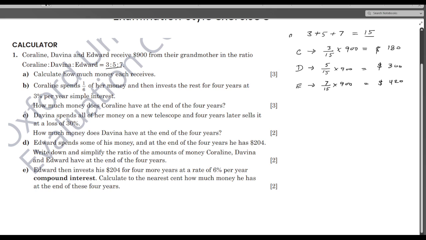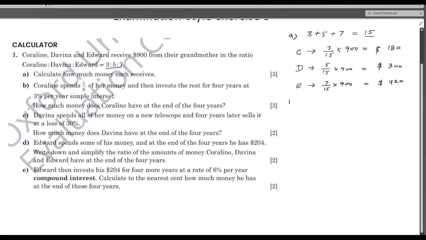This is your part A. B part is Coraline spent 1/6 of her money and then invest the rest for 4 years at 3% per year simple interest. How much money does Coraline have at the end of 4 years? So as Coraline spent 1/6 of her money, that means she invested 5/6 of the money.